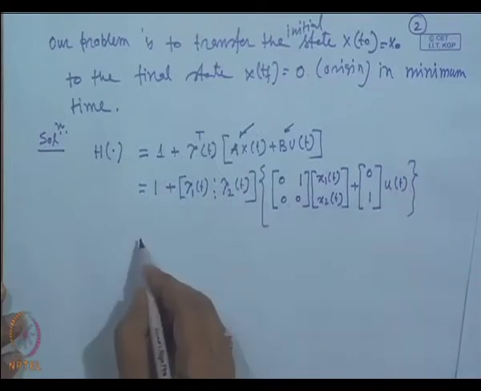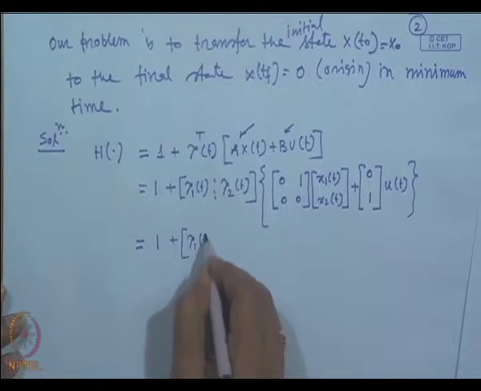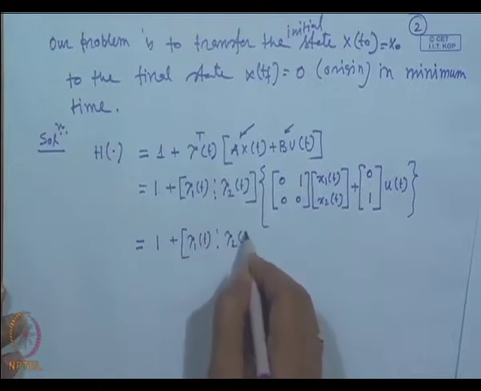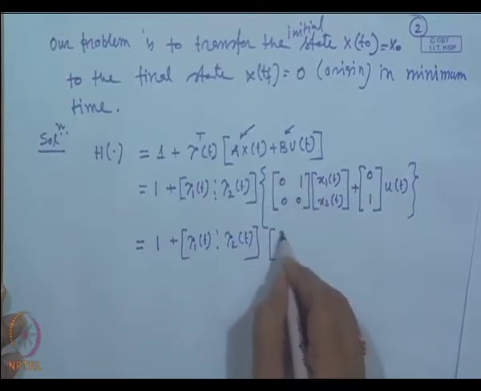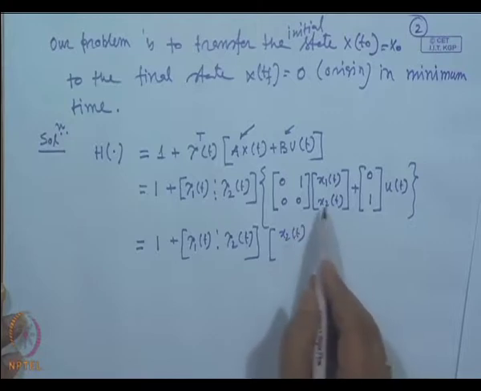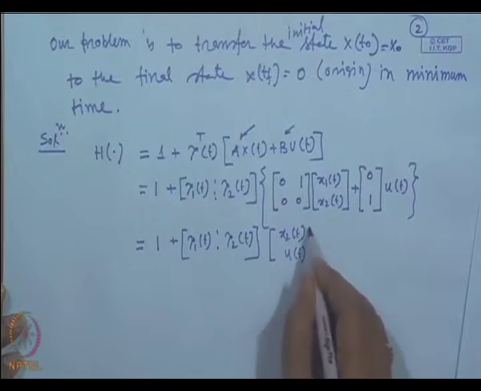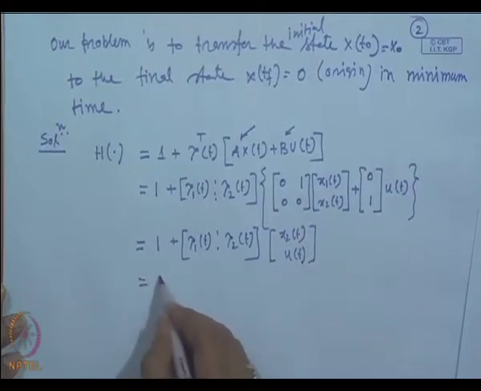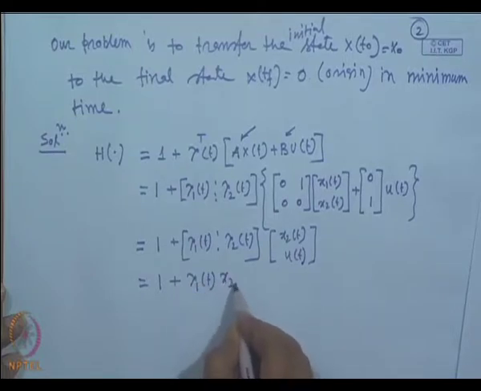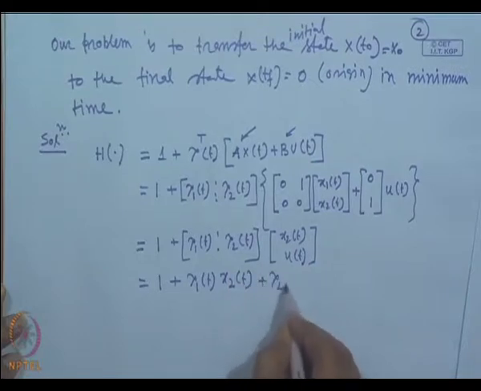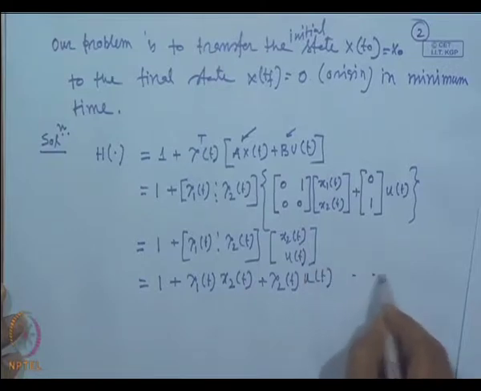Now you simplify this one. You will get 1 plus lambda 1 of t, lambda 2 of t, then this into this, this into this. So it will be x2 of t and 0 plus u of t, which is nothing but, further expanding, lambda 1 of t x2 of t plus lambda 2 of t u of t. Let us call this equation 1.